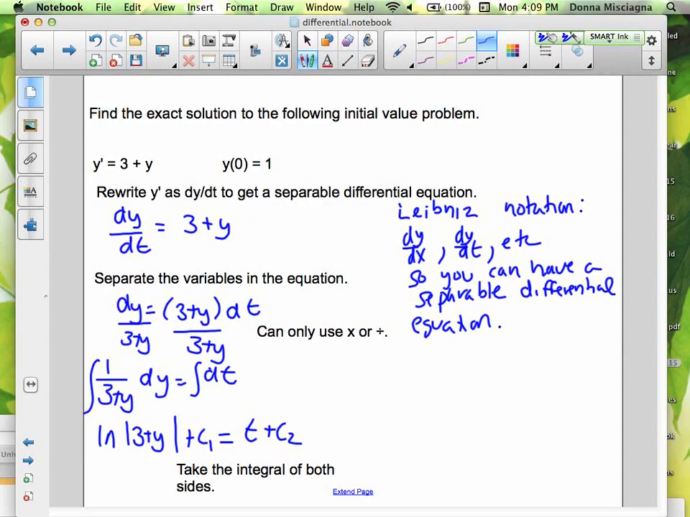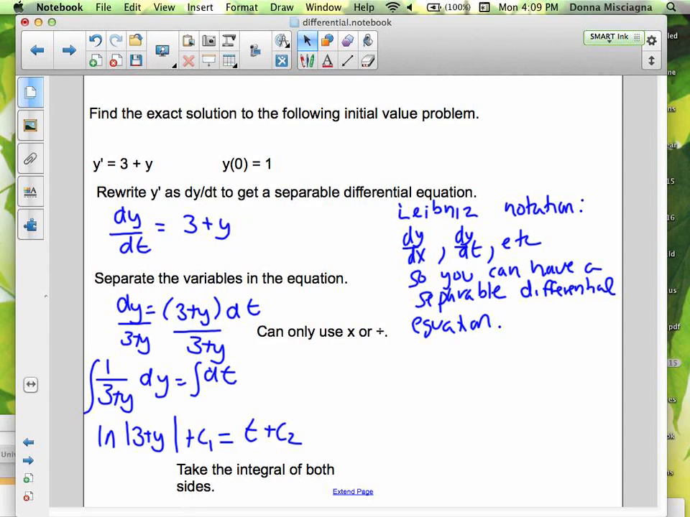D period, E period. All right, so here we'll multiply both sides by dt and divide by 3 plus y. So we have 1 over 3 plus y dy equals dt. Now if we integrate, 1 over 3 plus y becomes natural log of 3 plus y plus c1 equals t plus c2. We've taken the integral of both sides. Now, we can drop the absolute value bars if our goal is to solve for y.